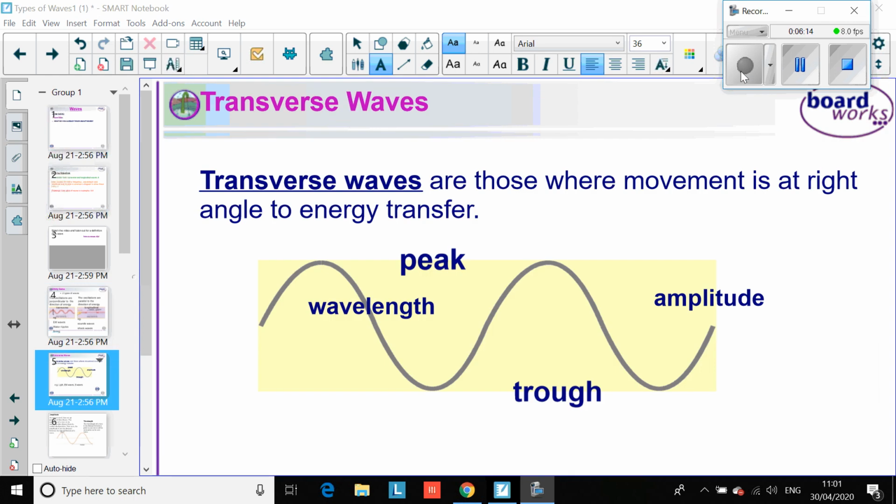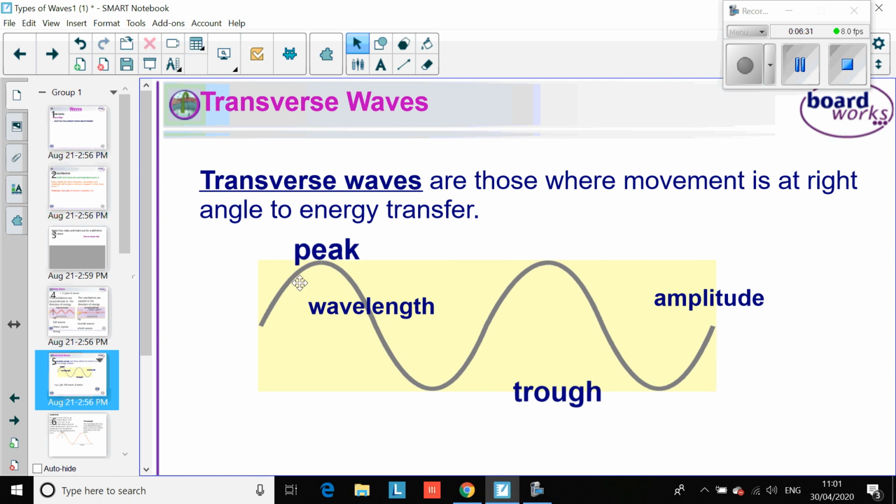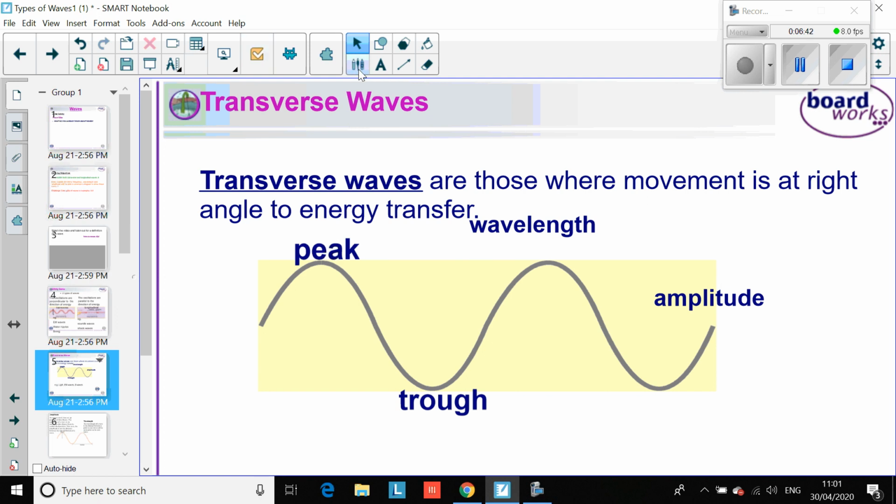Okay, so you can do this as a separate diagram, or you could do it as an addition to the existing one. So transverse waves are those where movement is at right angle to energy transfer. Now you need to know certain things. For example, the peak of the wave is obviously the top. The trough, like the pig's feeding trough, is at the bottom. The wavelength, now, often people get confused. The wavelength is the distance from one point on the wave, say the peak, to the same point on the next wave. So that is the wavelength.